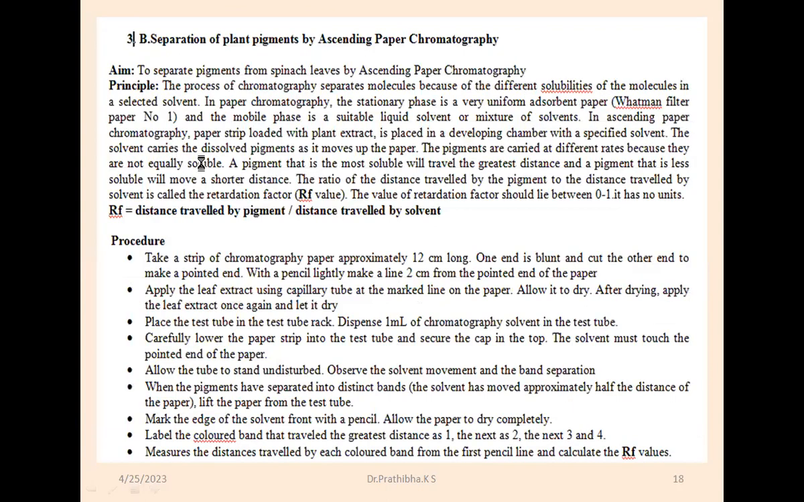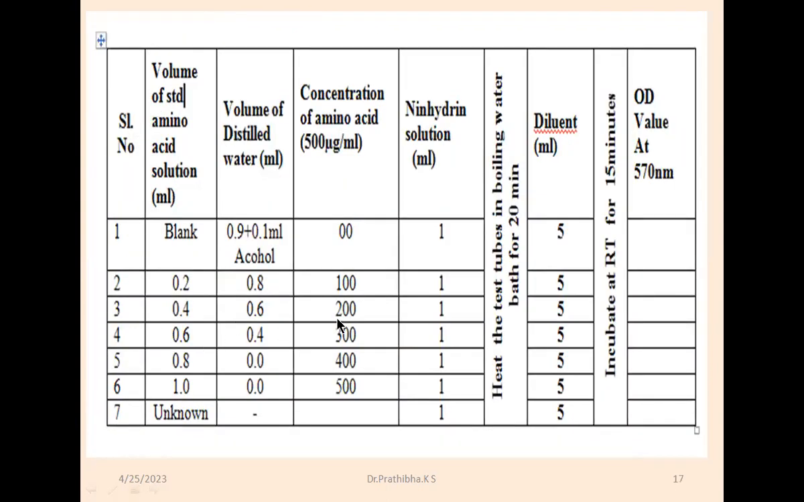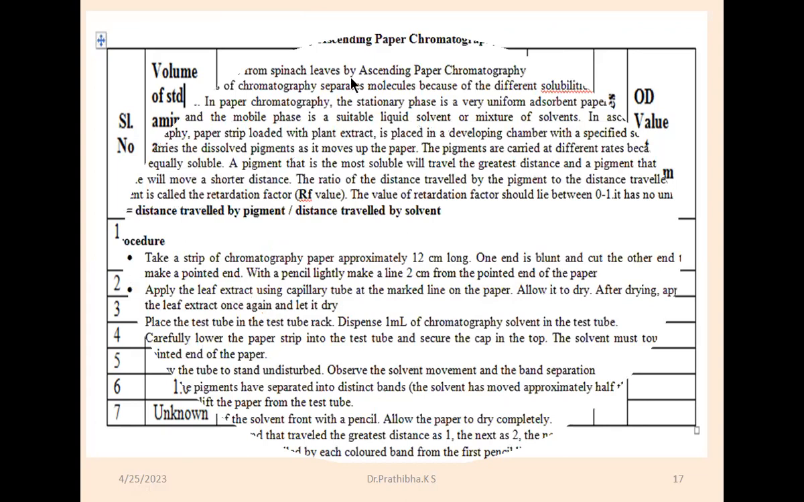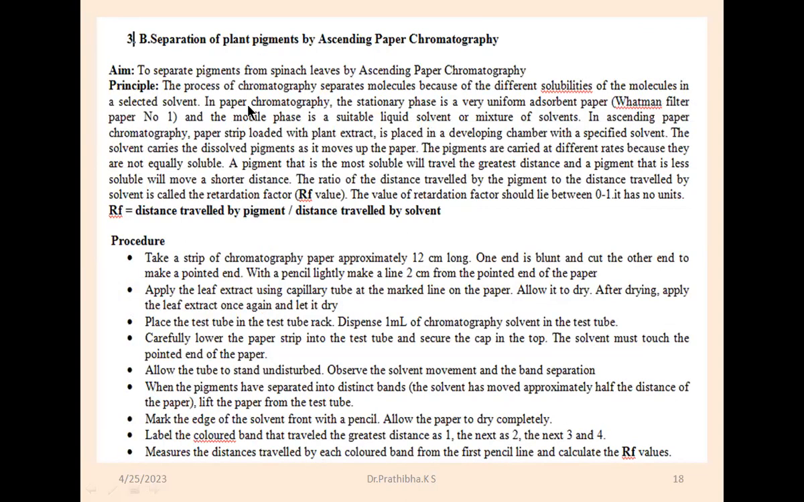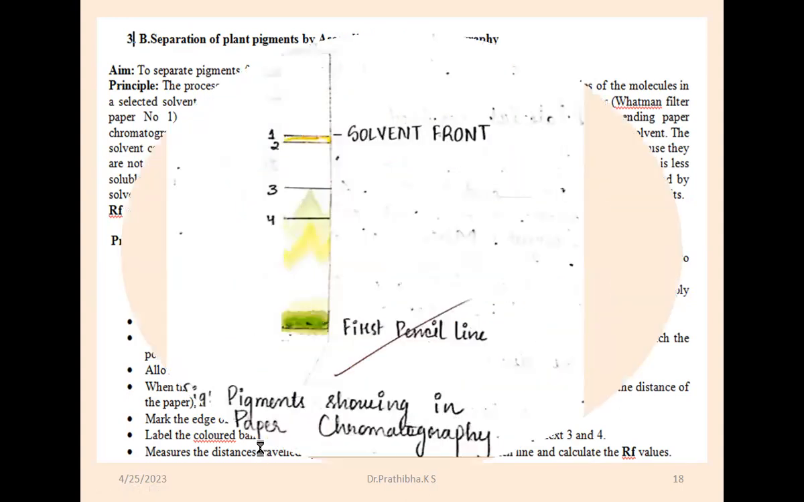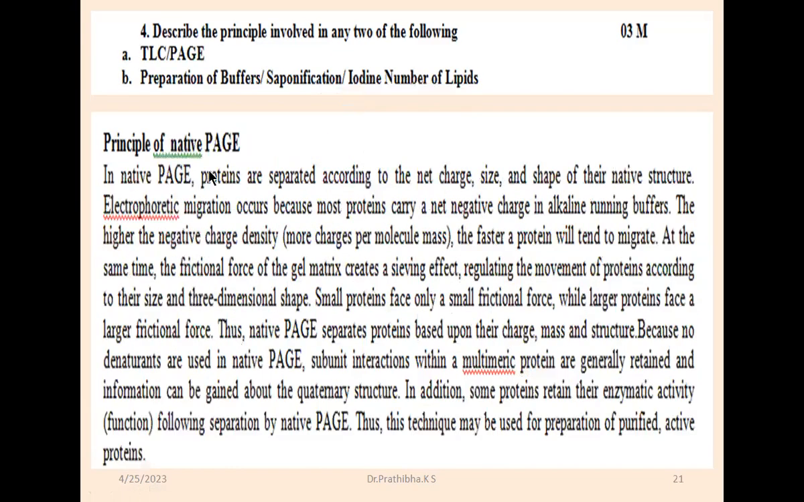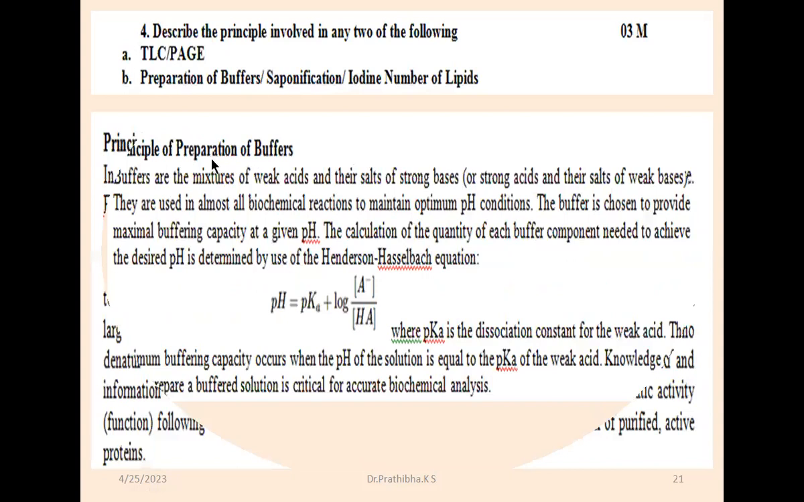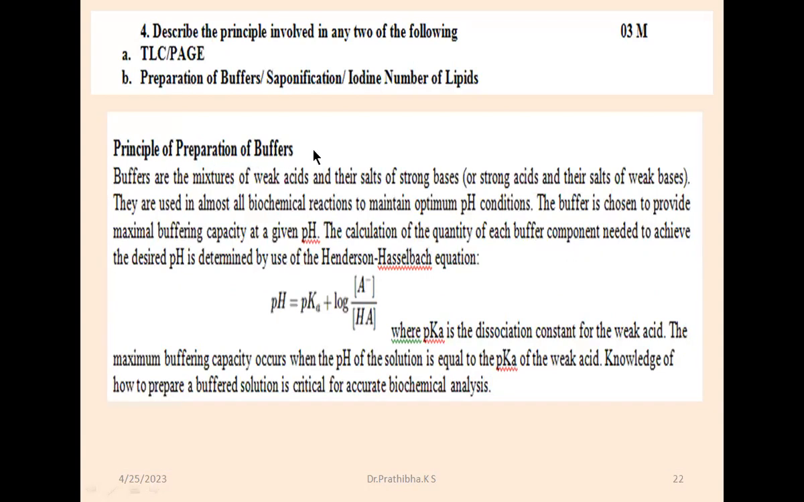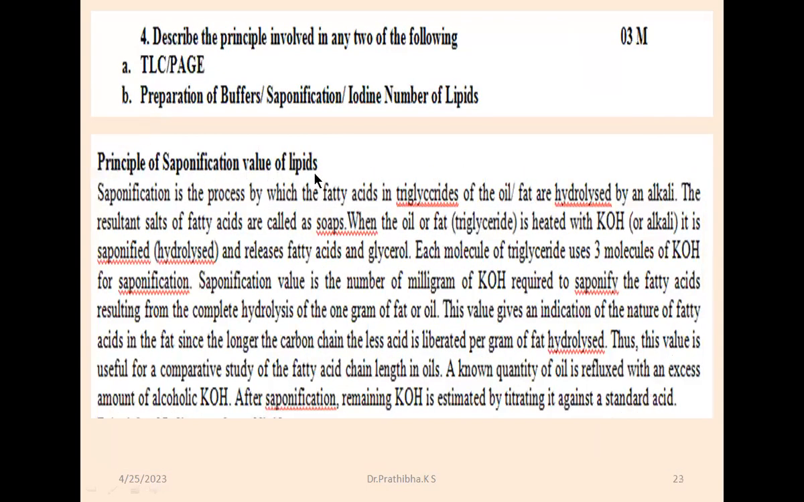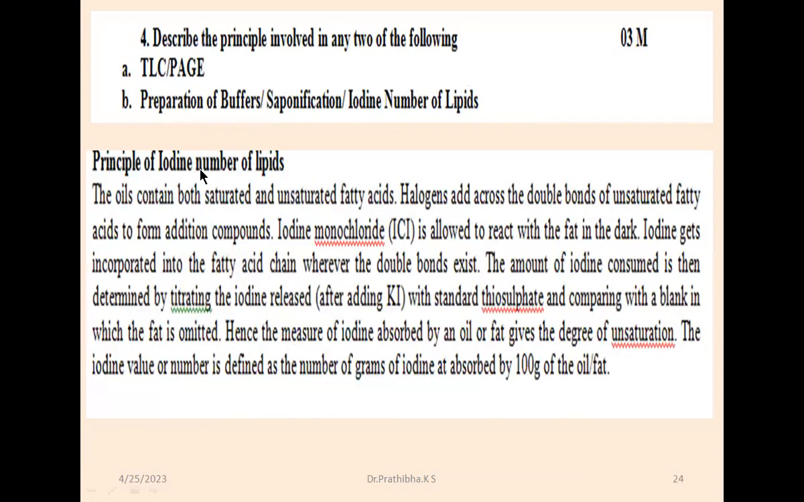Then this ninhydrin tabular column is not necessary as you're not performing, only writing part. Then this is paper chromatography, principle and the respective formula, then procedure. Okay. Then here you can see about the TLC. Okay. Then PAGE. Then this is preparation of buffers. Then saponification value of lipids. Then principle of RD number of lipids.